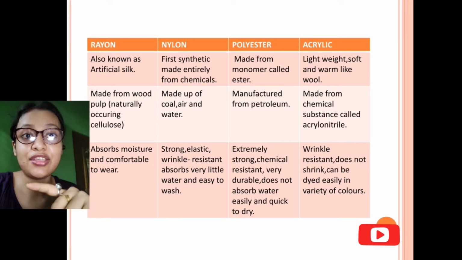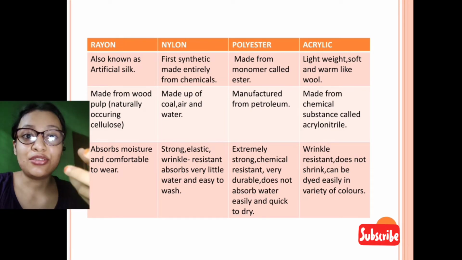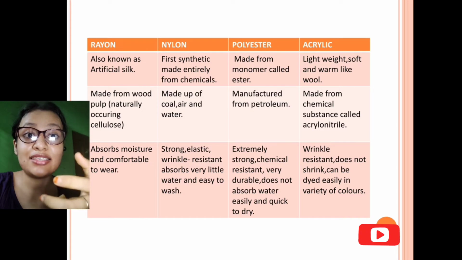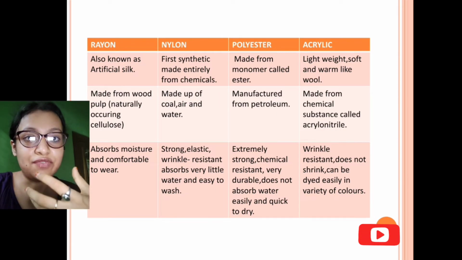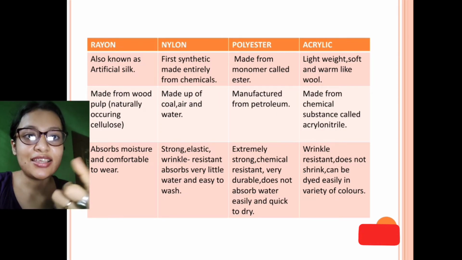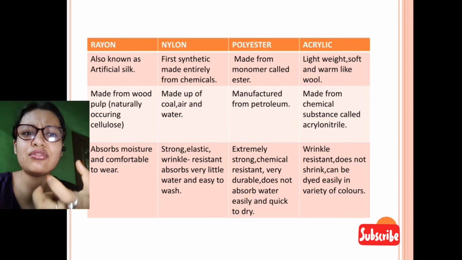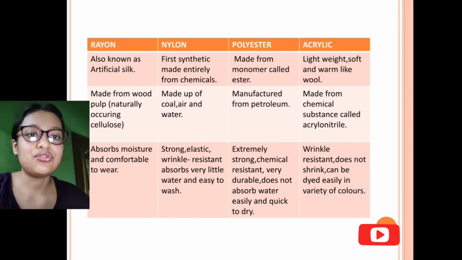But in the case of rayon, though it is artificial, it is made from wood pulp, which is a natural source. But nylon is made entirely from chemicals. It was made from coal, air, and water. And nylon materials are very strong, elastic, wrinkle resistant, and absorb very little water, and it is very easy to wash.